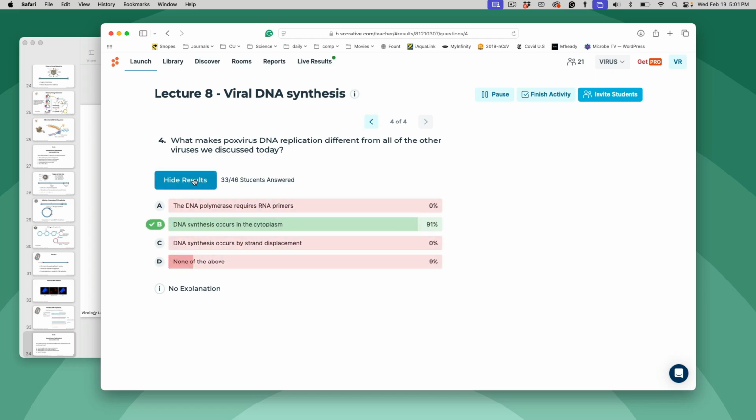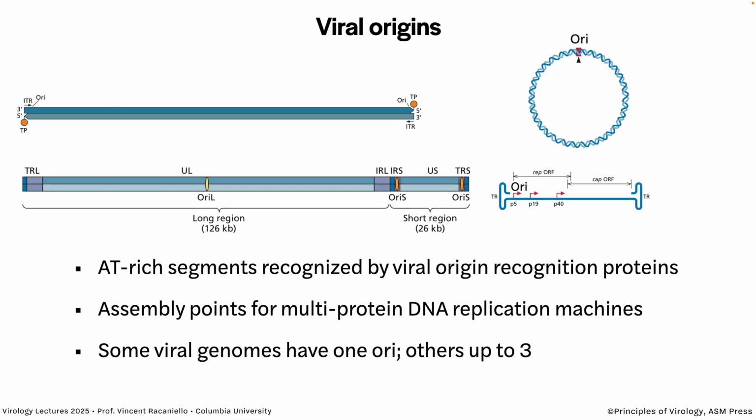DNA synthesis occurs in the cytoplasm. That's how it's different. It requires primers, but so do some of the other viruses. There's no strand displacement. So it's B.